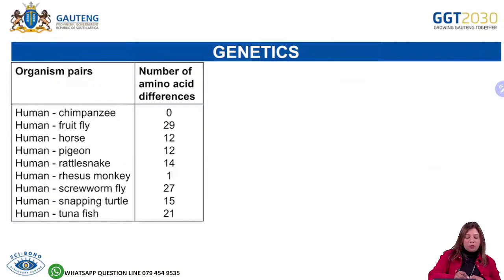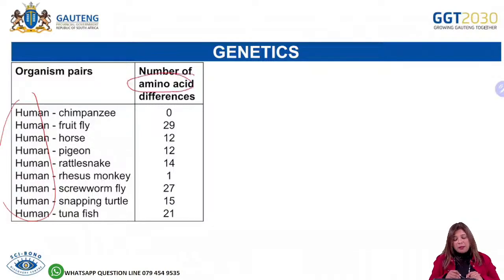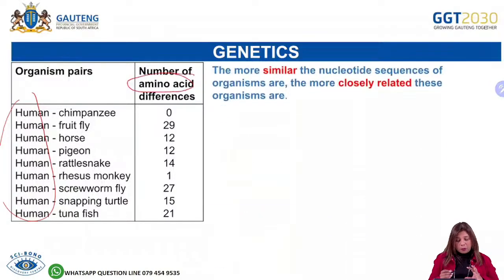Here they give you names of organisms, mostly humans. I'm not even looking at the question as yet, I'm looking at what they're giving me, because I'm trying to make sense of what they might ask me. So they have human and chimpanzee, human and fruit fly, human and horse. And then they talk about the number of amino acid differences. So let's see what they are asking us, or where this is leading us to.